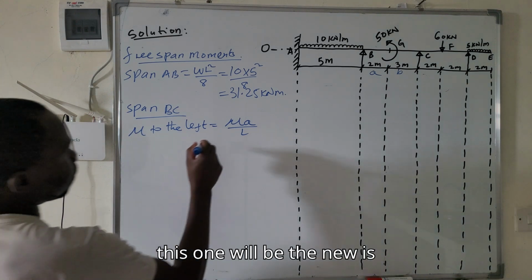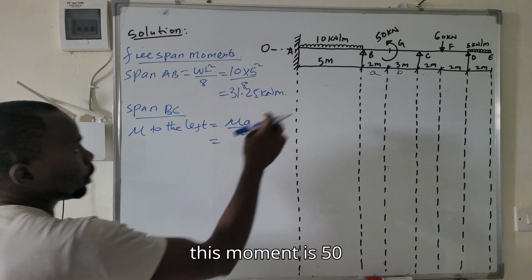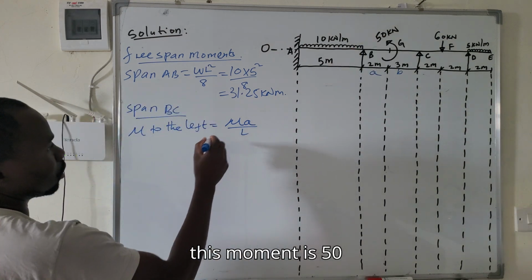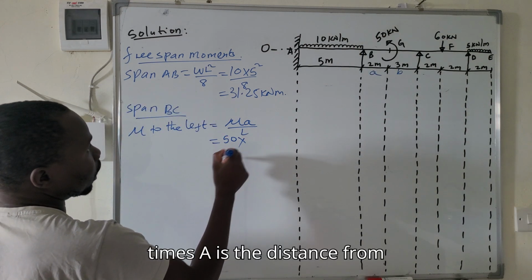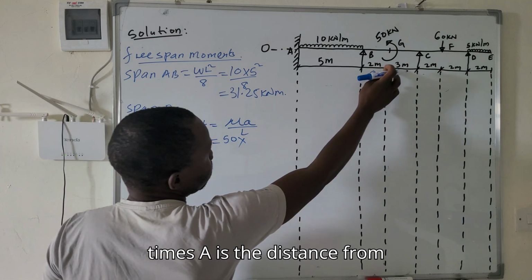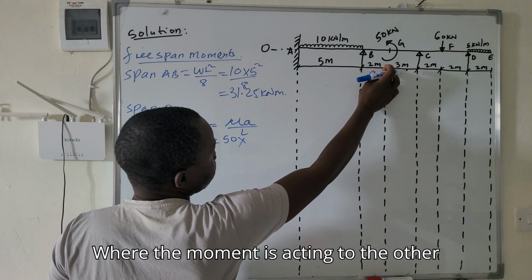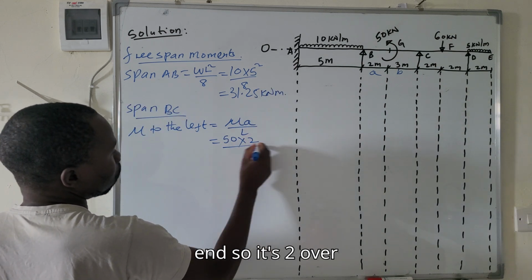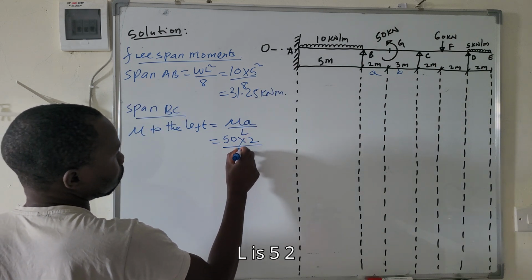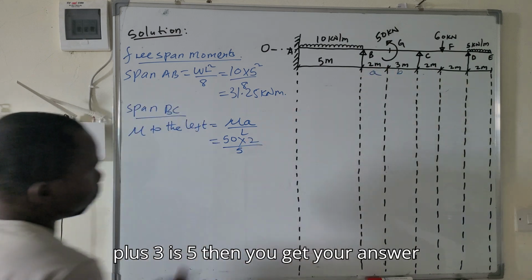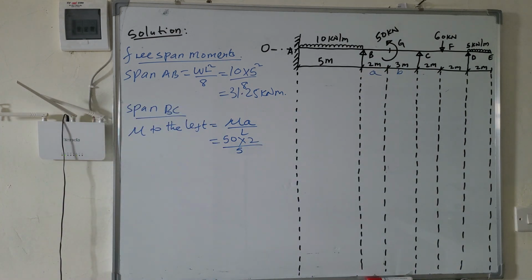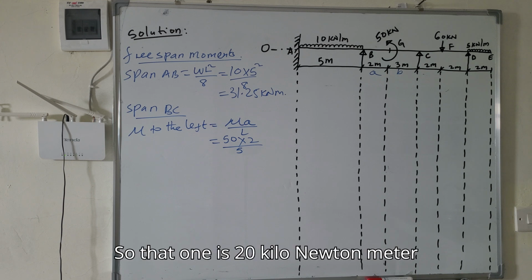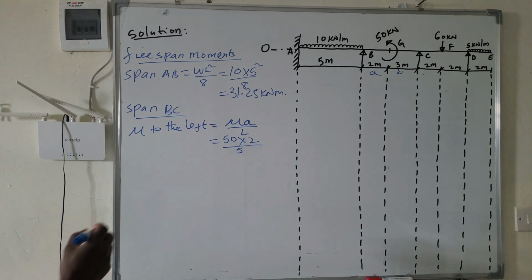So the moment is 50 times a, where a is the distance from where the moment is acting to the other end. So it's 2 over L, which is 5, since 2 plus 3 is 5. Then you get your answer. So that one is 20 kilonewton meter.